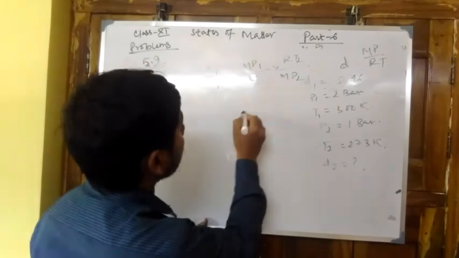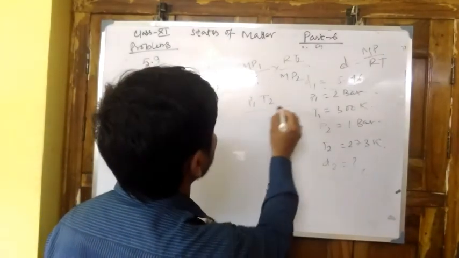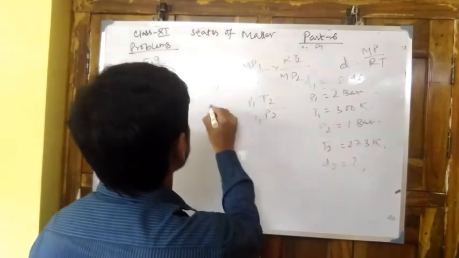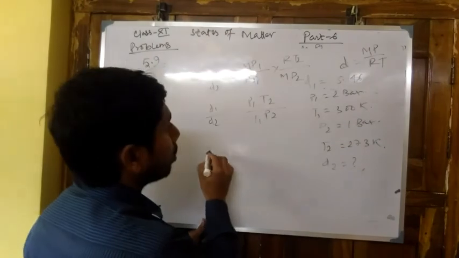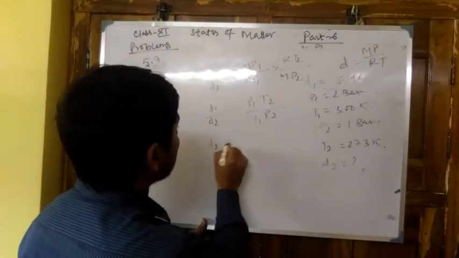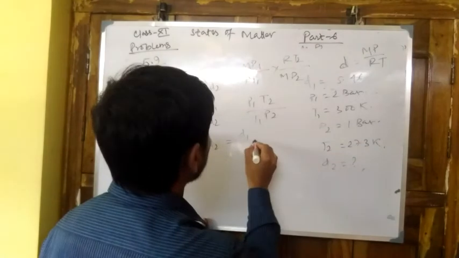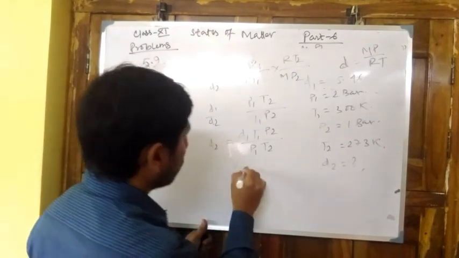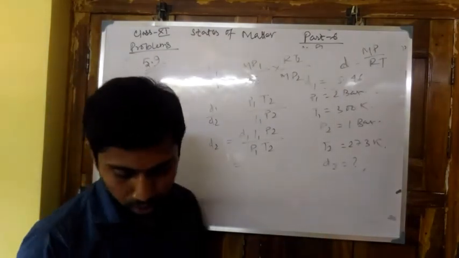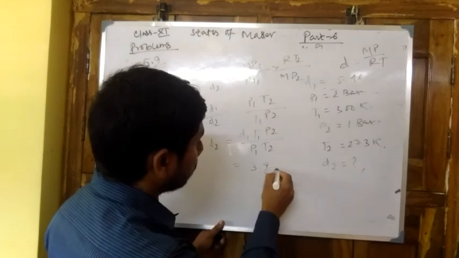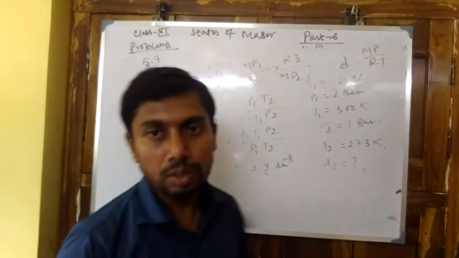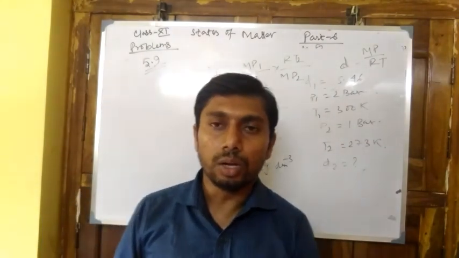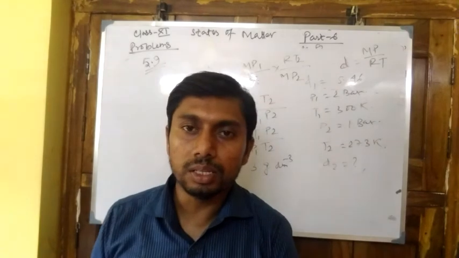So by simplifying we can get P1 T2 by T1 P2, that is D1 by D2. Now D2 is equal to D1 T1 P2 divided by P1 T2, and by giving the data we can make the answer, that is 3 gram decimeter cube inverse. So this is the answer. On the next class we will go through the next questions from the NCERT exercise.